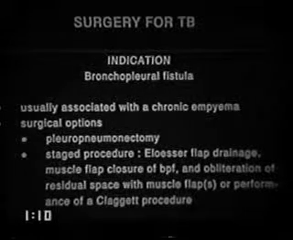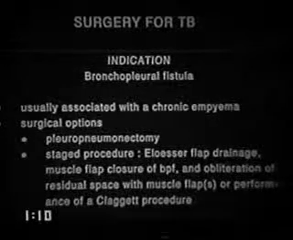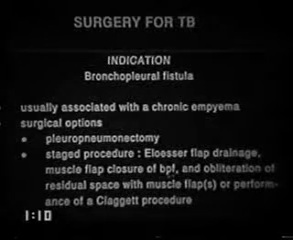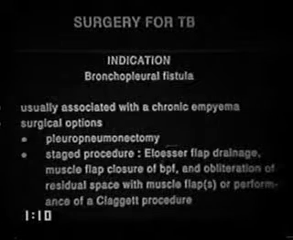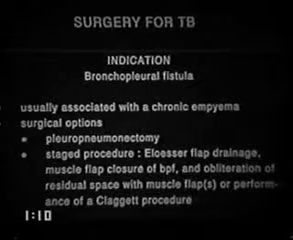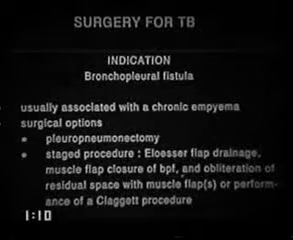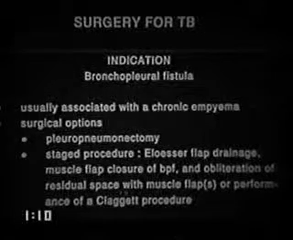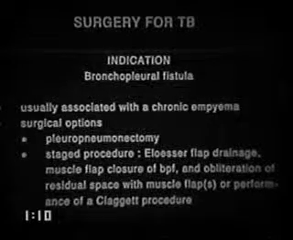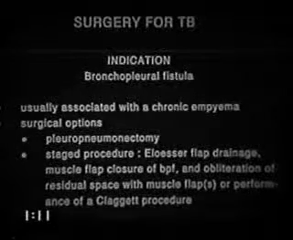A staged procedure is often what's elected for, with open window or flap drainage to try to clean up the space initially. Muscle flap closure of the bronchopleural fistula once the space is reasonably clean and you see evidence of granulation tissue. Further obliteration after closing the bronchopleural fistula with a muscle flap, use of other flaps to obliterate the residual space, and performance of, finally, as a third stage, a Clagett procedure, filling any residual space that you might have with antibiotic-containing solution and closing the skin and hoping for the best.